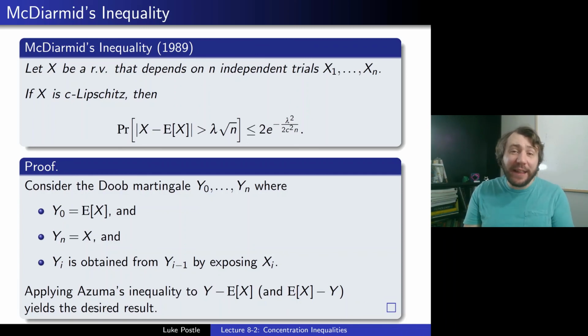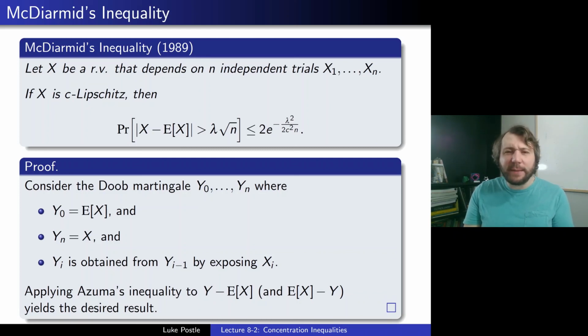There's actually, again, a more general version where you're not c-Lipschitz, but ci-Lipschitz. So if you assume that trial xi only changes it by ci, instead of c, you get the sum of the ci squareds. And that's quite useful. So oftentimes, in a lot of the applications, it's quite useful to use McDiarmid's inequality, using this Lipschitz condition for an actual function instead of a martingale.